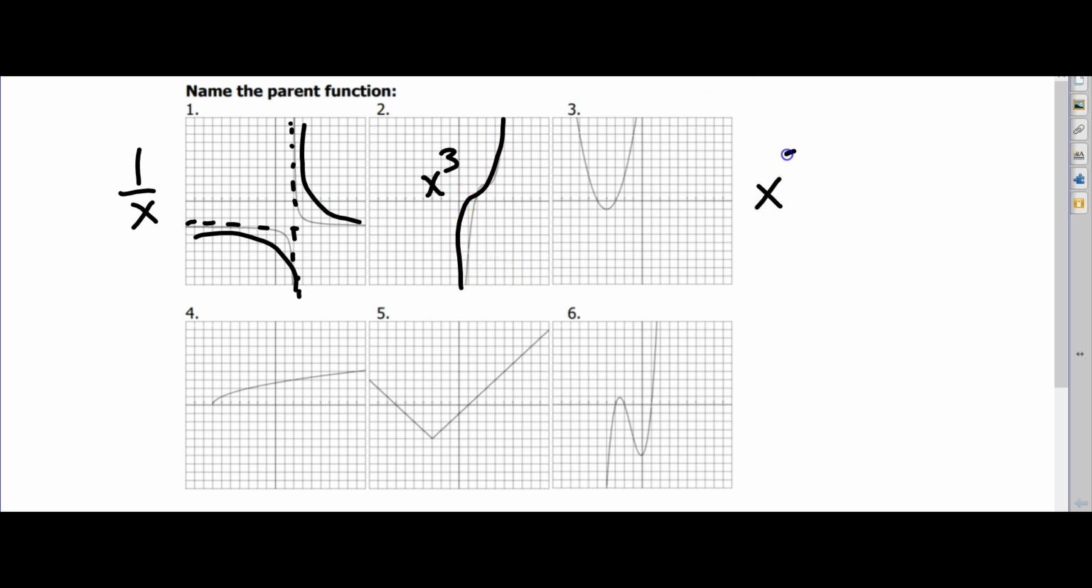Same thing for this one. This one's going to be x squared. Once again, when I say same thing, I'm saying it's not the graph of x squared. It's the graph of x squared shifted over and then down, but the parent function is x squared. This one's square root of x. This one is going to be the absolute value of x. And then this one again is going to be x cubed. Notice it has that same type of pattern to it right there.